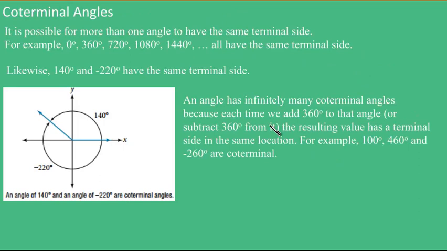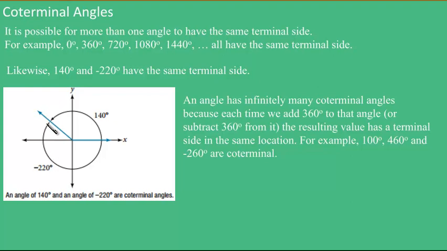Now let's look at coterminal angles. Coterminal angles are angles that have the same terminal side. Simple as that. So for example, this angle is 140 degrees. Well, we could also go this way and say that it's minus 220. So 140 and minus 220 are coterminal. They have the same terminal side.